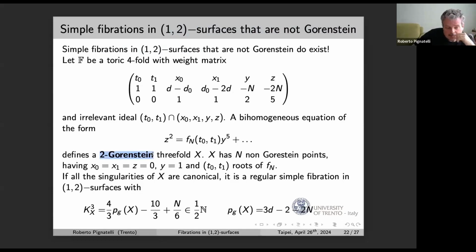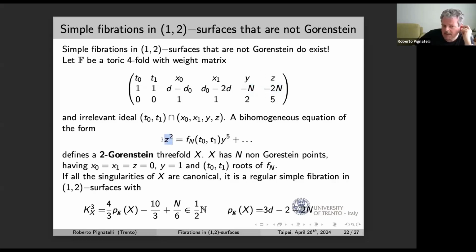Automatically 2-Gorenstein. And these are the examples. You take the same toric fourfold I introduced before, but I changed the way. Here I change, with respect to the fourfold I discussed in the Gorenstein case, just these 2 weights, and these 2 weights make it so that, n is an integer, z squared and y to the 5th are now different degrees.